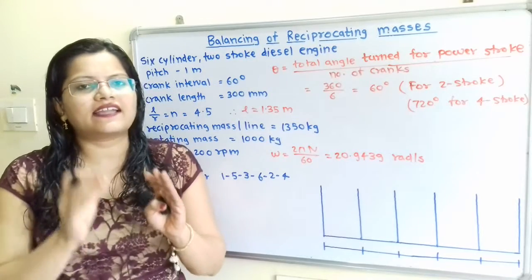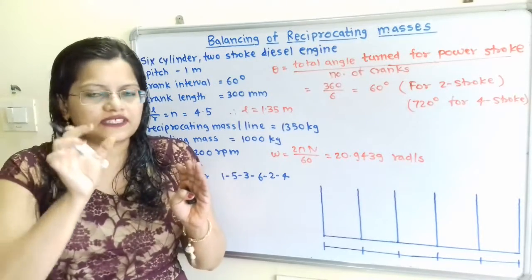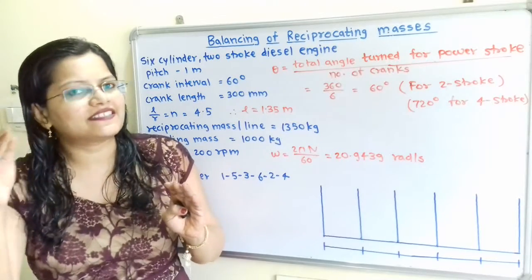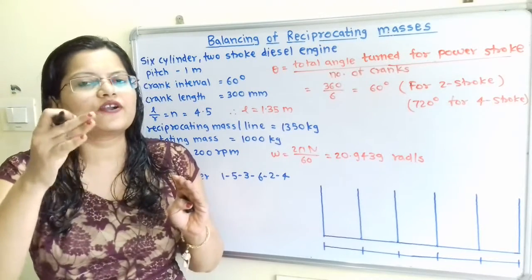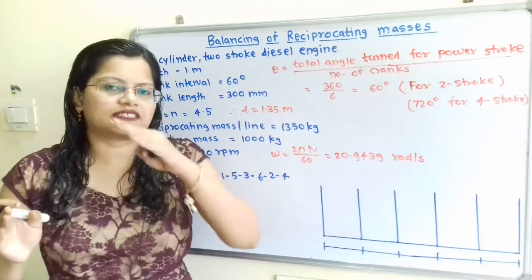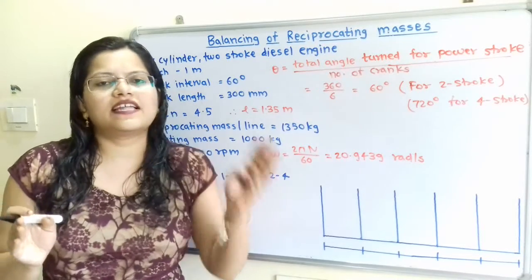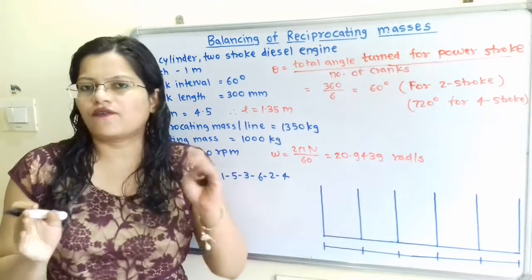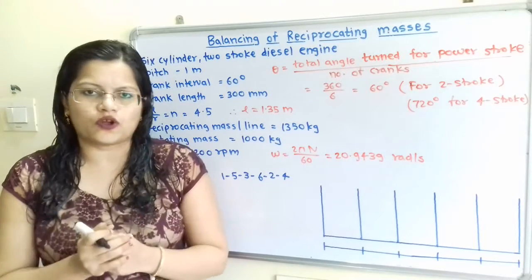So we can say that if cylinder 1 is placed, that is the crank angle is at 0-degree, then cylinder 2 will be at 0 plus 60, that is 60-degree. Then cylinder 3 is 0 plus 60 plus 60, that is 120-degree, and so on.